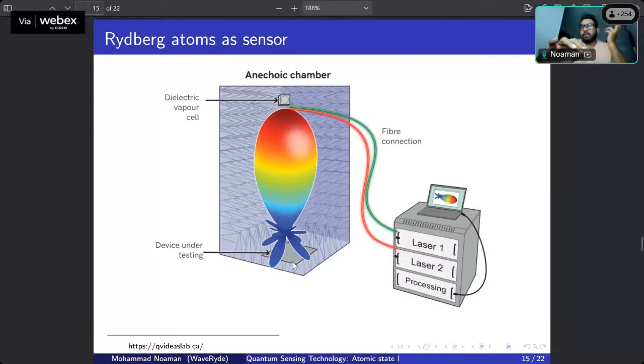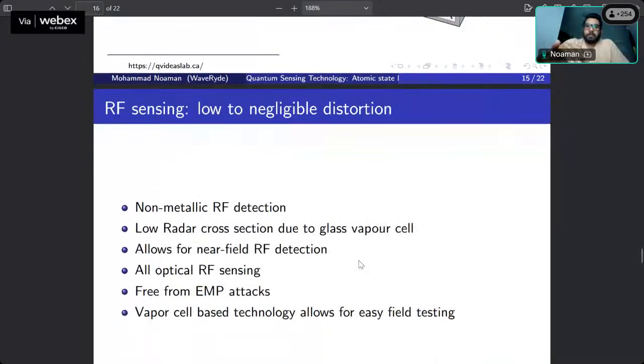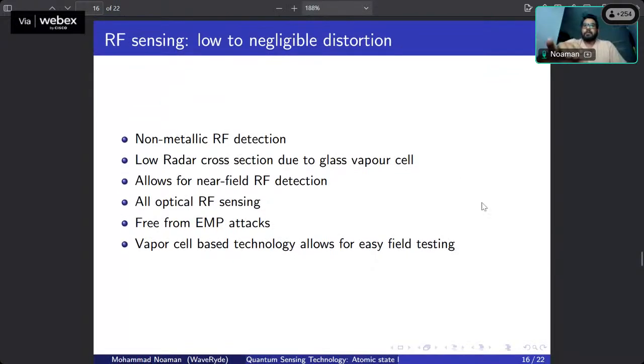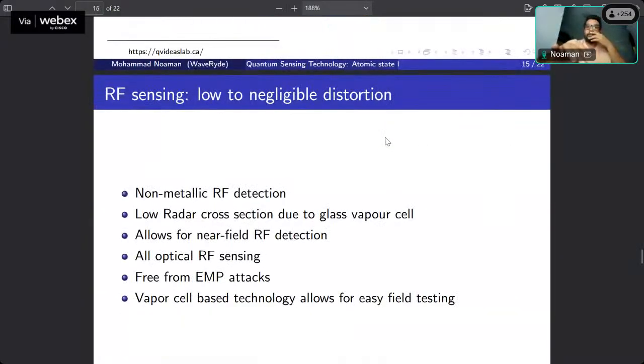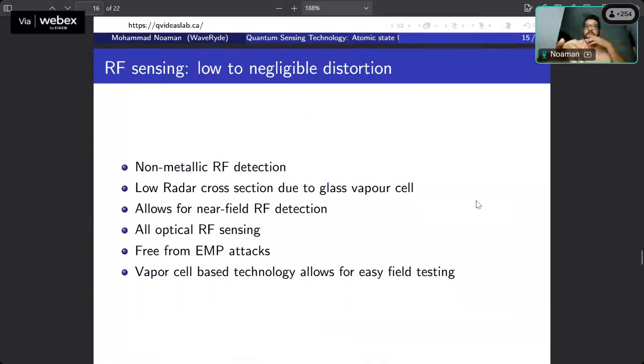The device could be an antenna, mainly, but also various kinds of different RF sources that you can place in there. And you put the sensor, which is vapor cell based. So it's a purely glass dielectric, and that's what you can use to detect the field inside and obtain some information. So it has the advantages of these kinds of sensors. It's a non-metallic RF detection system.